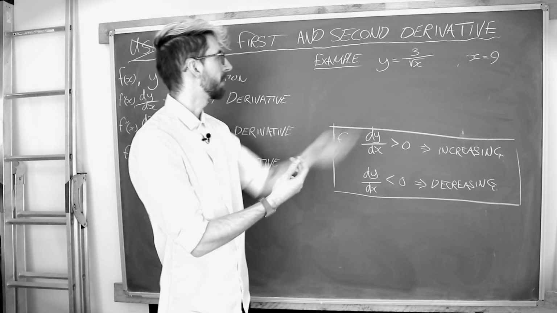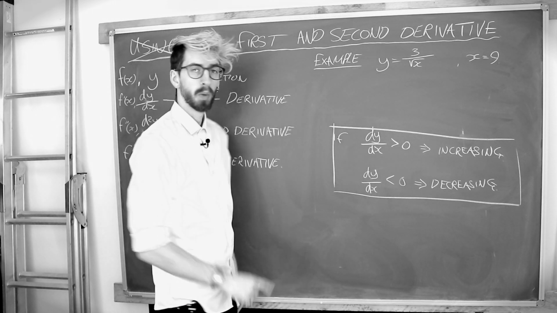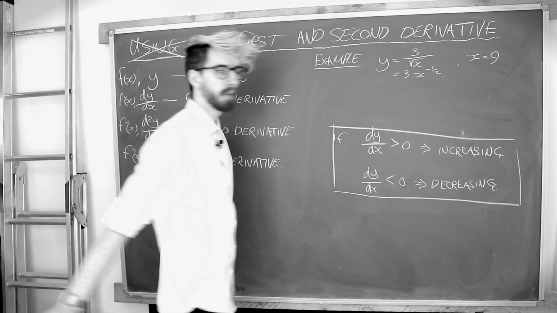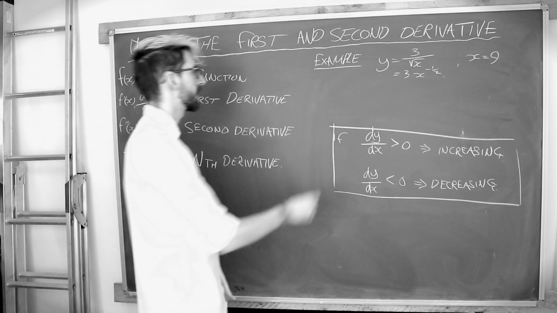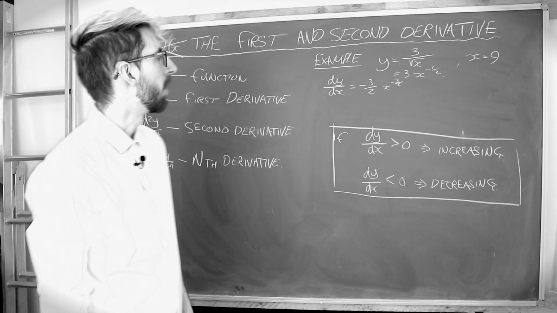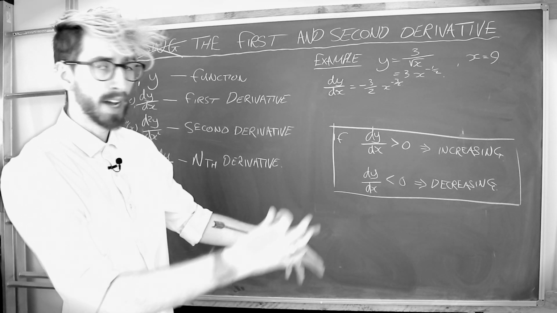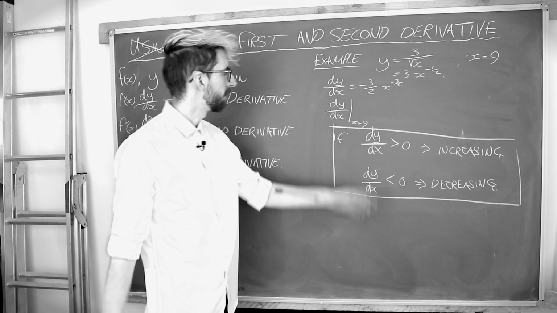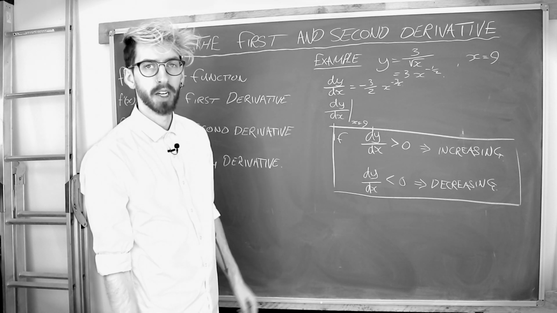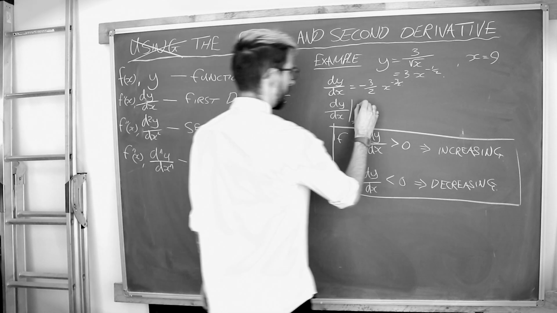So what we need to do is differentiate that. Well, first we need to simplify it: 3x to the minus half. Now let's differentiate it: minus 3 over 2 x to the minus 3 over 2. We're going to put 9 into that. I'll use my lovely little vertical line; x equals 9 means we're putting 9 into dy by dx.